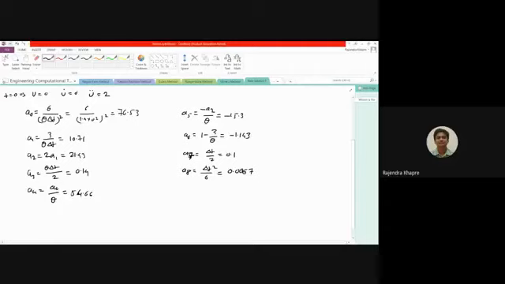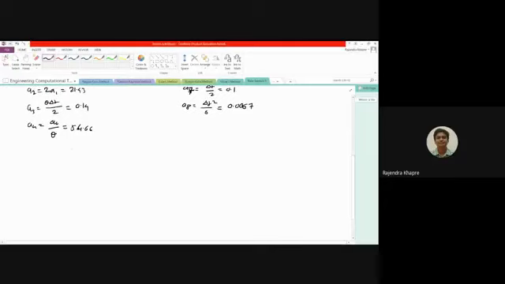Then lastly we have to get the effective stiffness matrix. Your effective stiffness matrix K can be calculated as the stiffness matrix K plus a0 times m plus a1 times c. Here the value of k is 1. a0 we have just now calculated as 76.53. Your m is the mass matrix, its value is 4. a1 we have calculated as 10.71, and c is the damping matrix, that is 2.